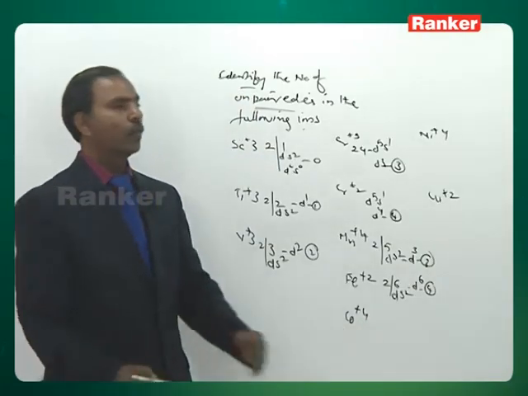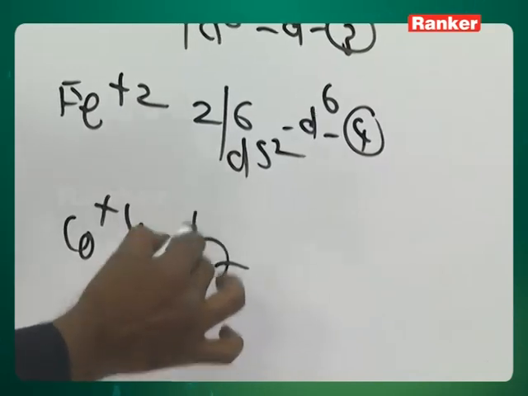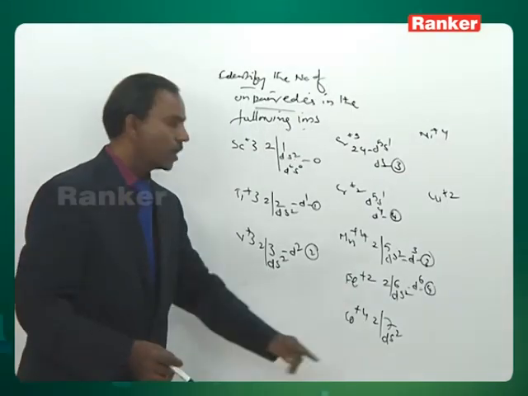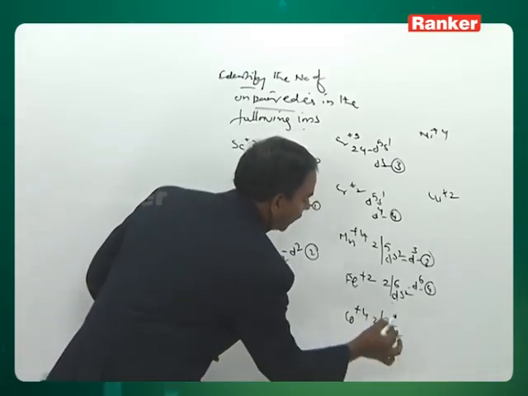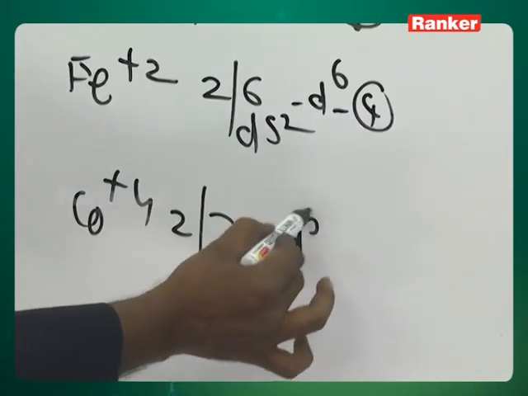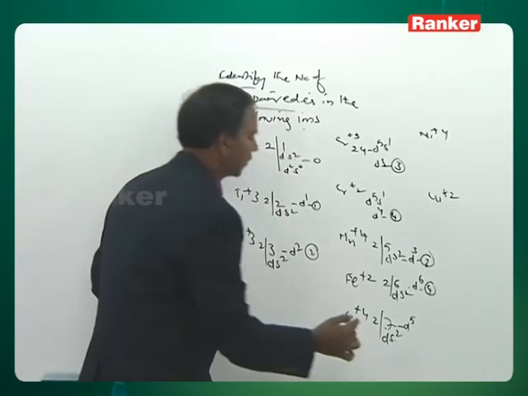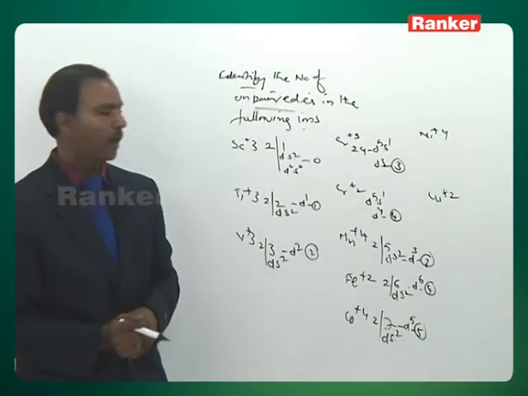Coming to cobalt plus 4. What is the atomic number of cobalt? 27. It will be d7s2. How many electrons lost? 4. What is remaining? 2 electrons from s, 2 electrons from d. Therefore d5 is remaining. d5 means 5 unpaired electrons.